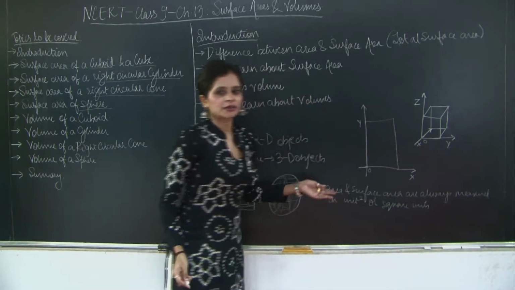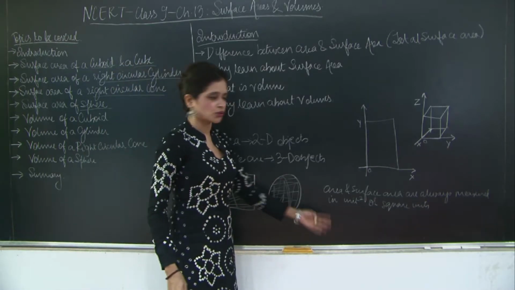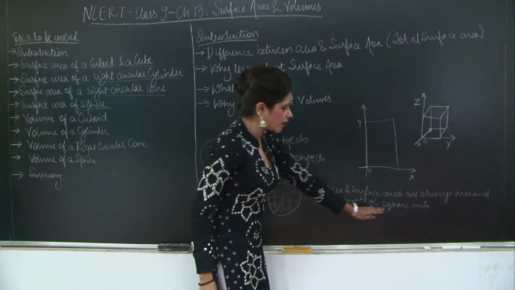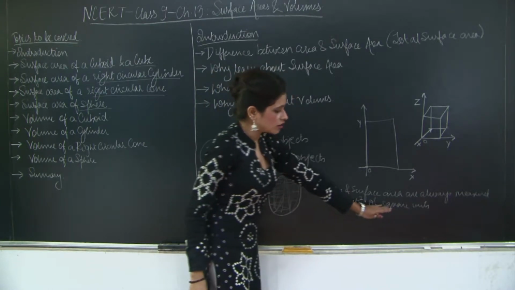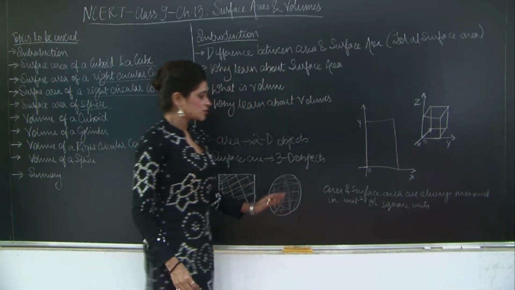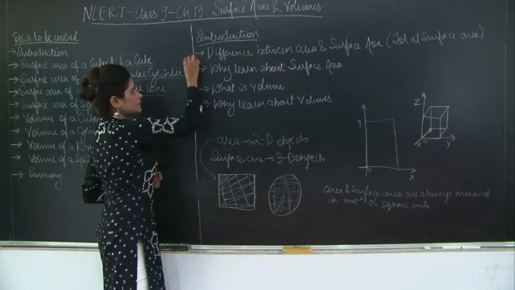So unit could take the place of millimeters, centimeters, meters, kilometers, miles, and so on. So you could say centimeter square or square centimeters, or meter squares or square meters, and so on. So this was about the introduction to the difference between area and surface area.